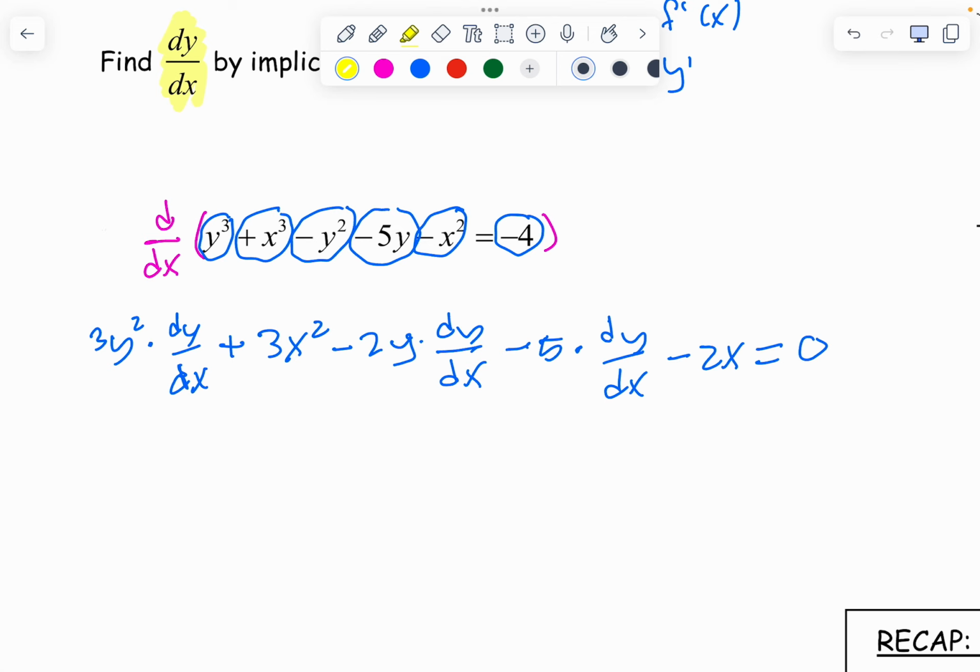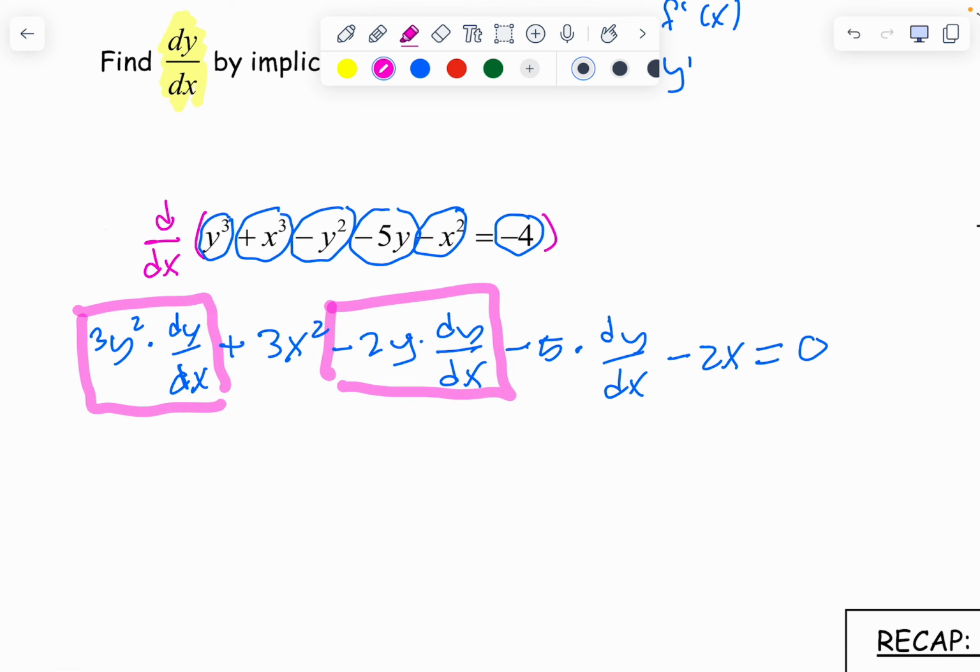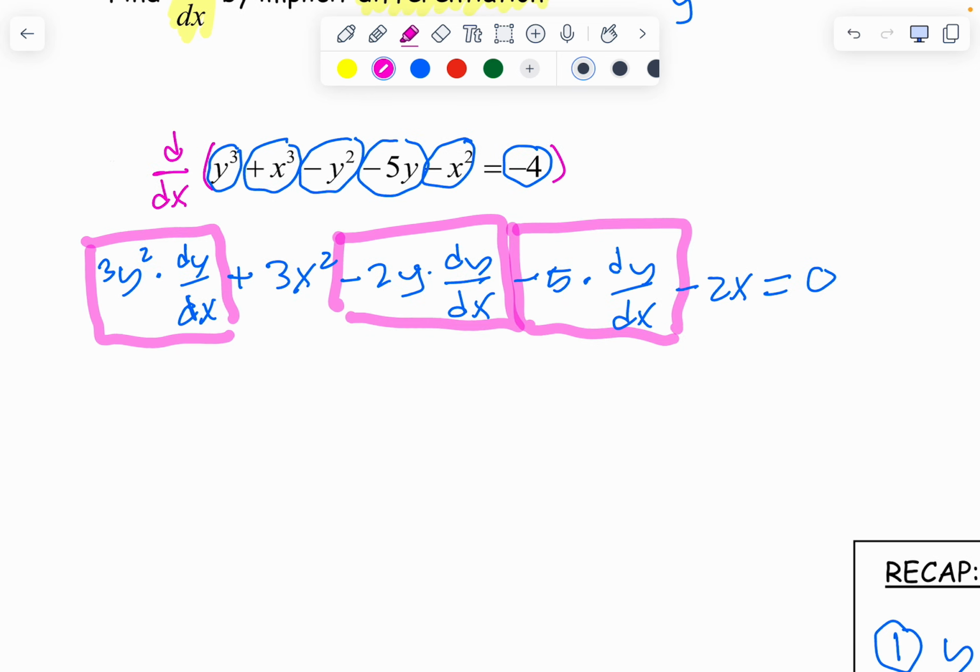So here I go. I am going to box everything that's got dy over dx. So here I have dy over dx. Here I have another one, because I want to factor, because factor means we have a common value. And I have another dy over dx. So let's go ahead and factor that out. So I'm going to bring out dy over dx. And then write the remaining inside the parentheses.